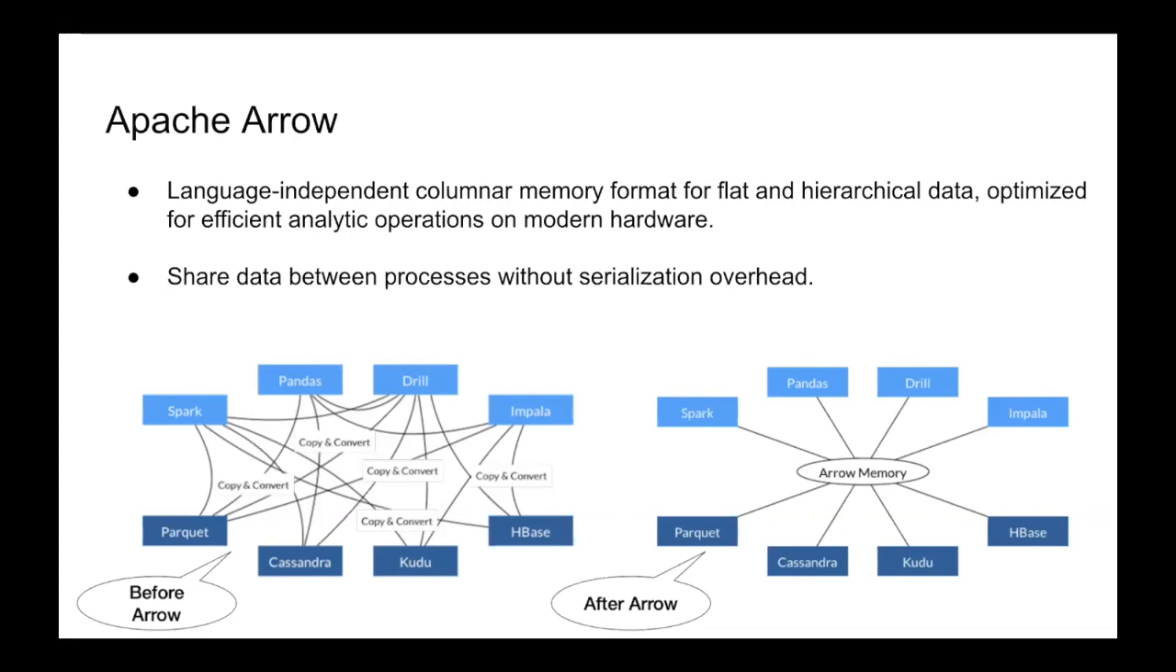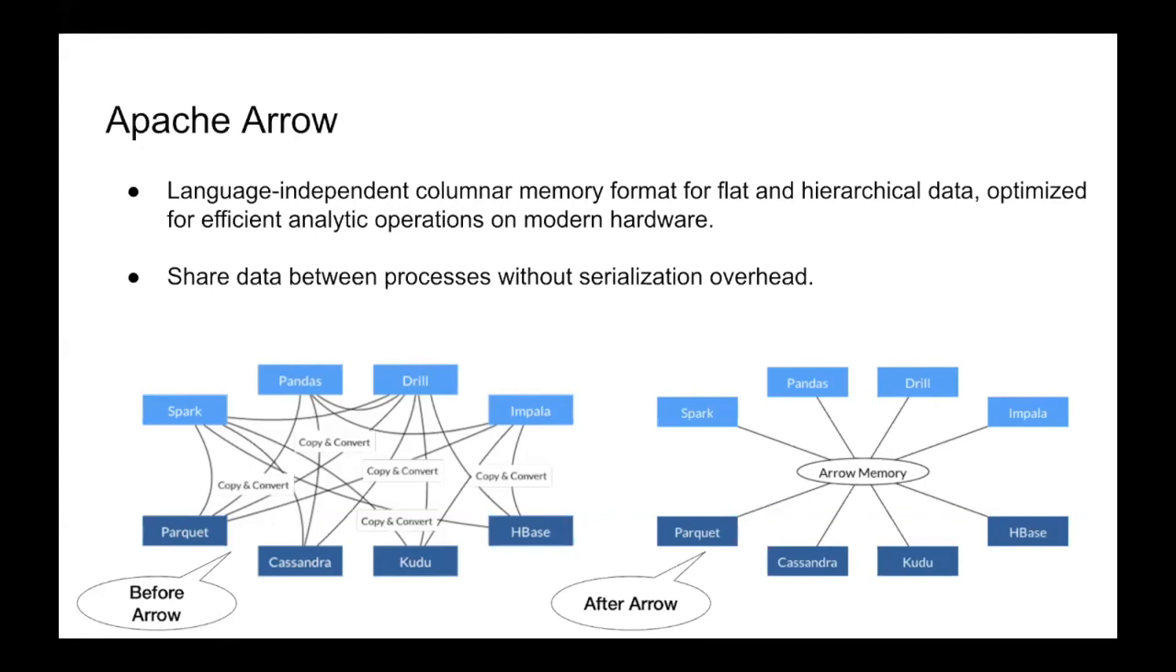Apache Arrow started as a columnar memory format for high speed data access and efficient operations. The way Apache Arrow is unique is that it allows zero copy sharing of data between different systems.